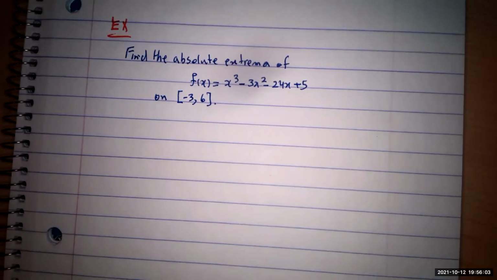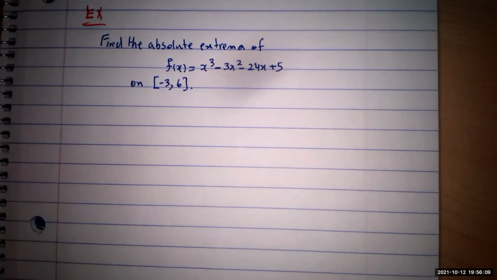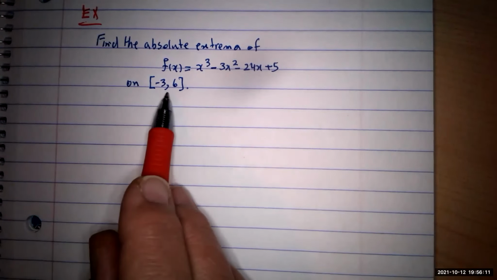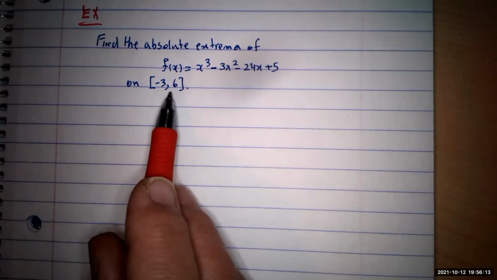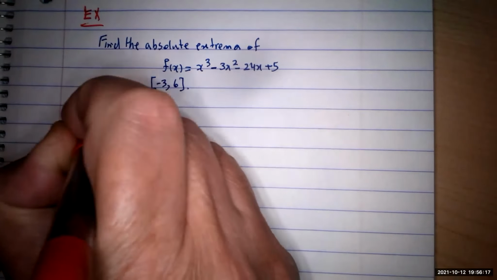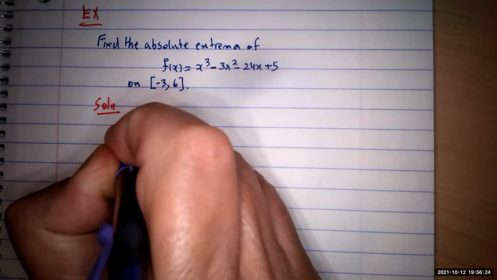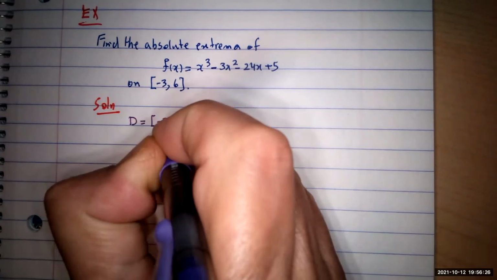It takes a little bit more time, but these are generally what you have. Are you ready? Make sure that you know the domain in this case is negative 3 to 6. You remind yourself that you have a domain to consider. The number must be between negative 3 and 6.